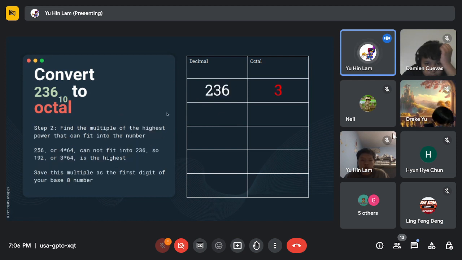It's just a short review, so I'll probably skim through it because we also have our own lesson that we need to go on for today. So then basically we'll look for our highest multiple. Since our highest power is 64, we look for a number that multiplied by 64 can fit into 236. If we try 4, it would be 256, which is too large. It can't fit in. So let's try one number down, 3. That would be 192. So this would be the highest multiple that can fit into this number. That means our first octal number would be 3.